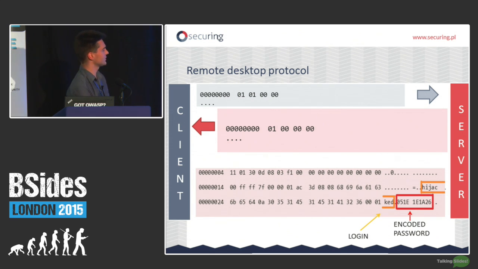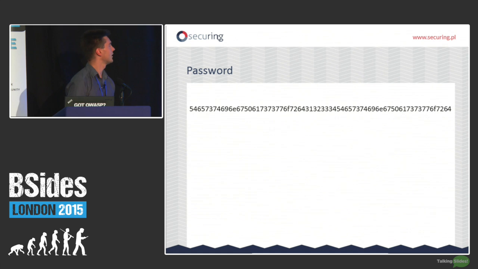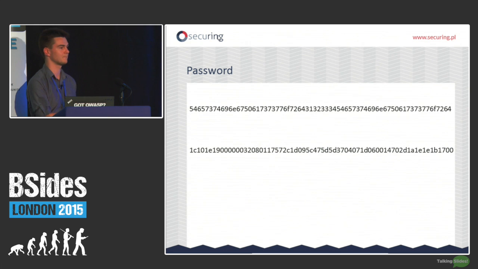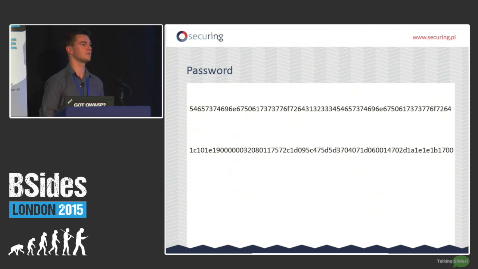In the communication, we found the username and the password, which was encoded. So we changed the password to a long one. It's the ASCII hex of this password. On the cable, we got this encoded password. The first thing you would say is, is it a hash function of this password? Well, not really, because the length of this is the same as this. So what other encryption algorithms or ciphers do you know?